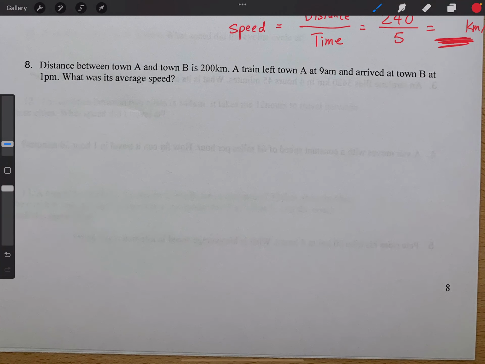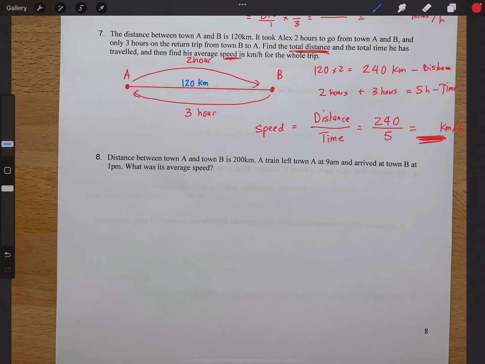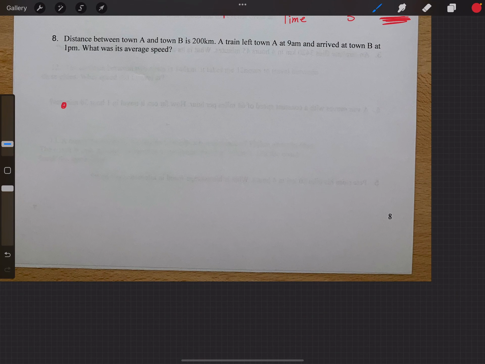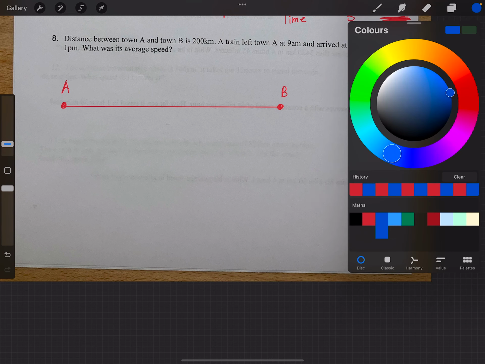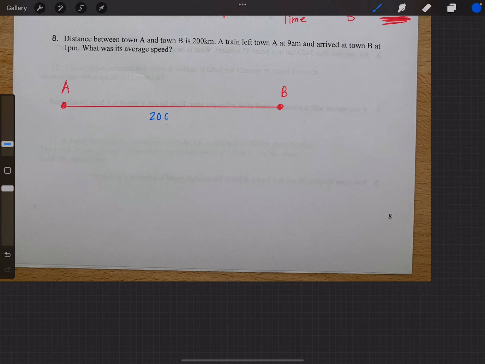Question 8. The distance between town A and town B is 200. Okay, so same thing. I'm just going to draw town A, town B, and the distance is 200 kilometers. It says a train left town A at 9 a.m. So at 9 a.m. the train leaves town A and arrives at 1 p.m. at town B. What's the average speed?